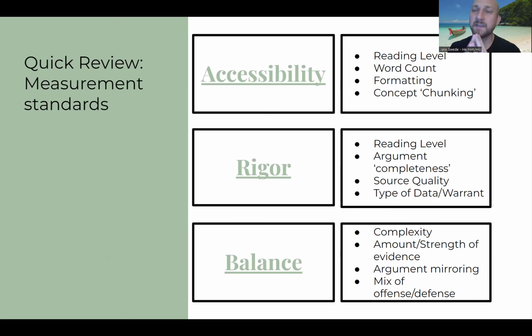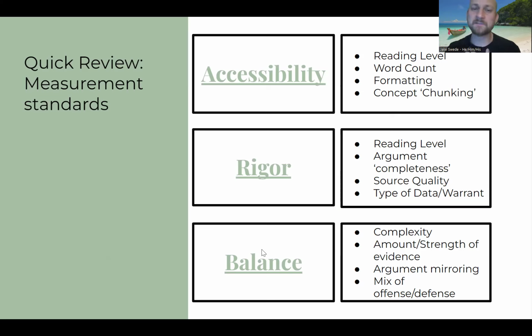And then the type of data and warrant. So if we're saying, well, the affirmative has statistics, data, historical examples, expert citations, all that good stuff, right? And the negative just has examples. That's not very balanced, right? And that's not very rigorous. So we want to make sure both sides have the right types of data and warrant to support all of their evidence and have a variety, not necessarily in every card, but as a whole in the aggregate, right?